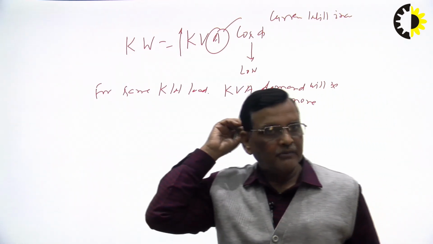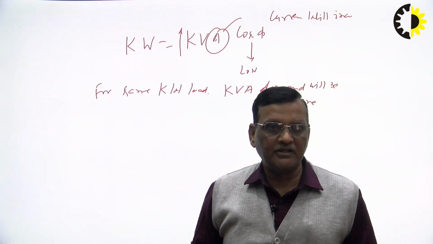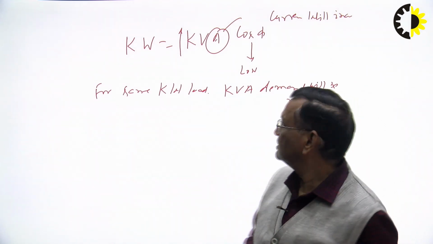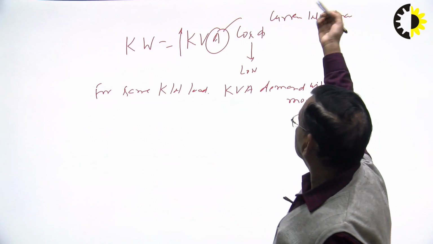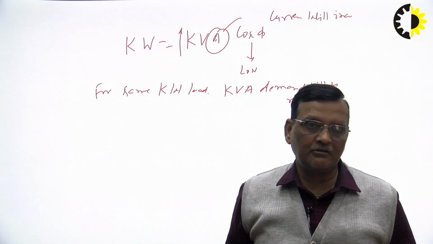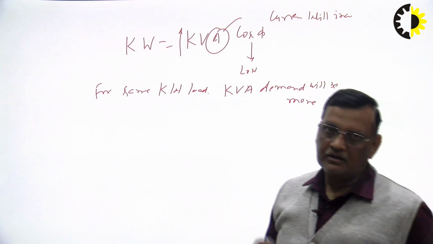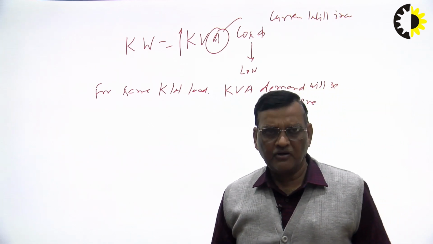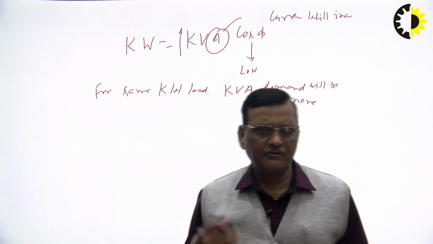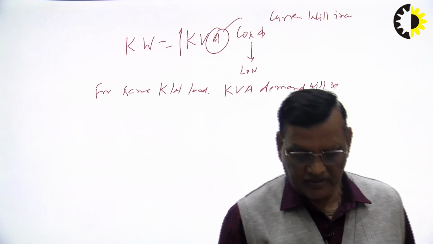So if you are using devices which cause a low power factor, the utility will penalize you, because the current will increase, and there will be losses in the system, in the cables, and in the transmission line. If you are using low power factor devices, inductive loads, then the power factor will be low, the kVA demand will be more, so the utility is going to penalize you.